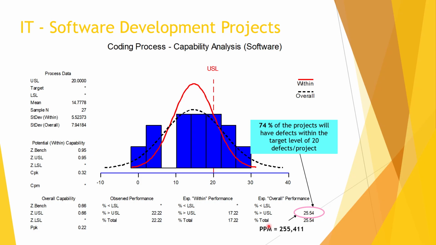Not good at all. Parts per million, 255,411 defects per 1 million opportunities. Y'all, is this anywhere close to being Six Sigma? No, because if it's close to Six Sigma, what we would be seeing is only 3.4 defects per million opportunities. So how in the world can you compare 3.4 to 255,000?